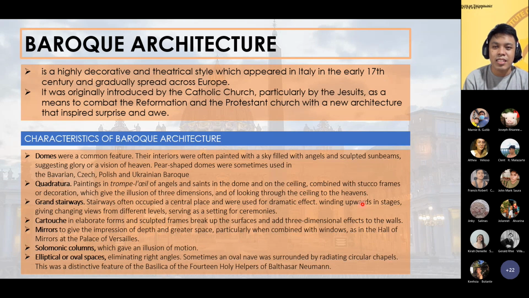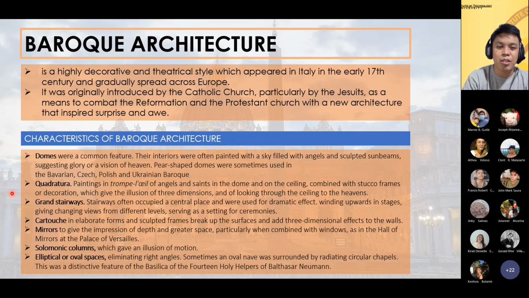So this time around, they've added art. So Baroque architecture is similarly inspired by Renaissance architecture, but they add on more of the ornaments. Okay. So what are the characteristics? So we have the domes, we have the quadratura. So later on, you will see the quadratura. We have the grand stairways.